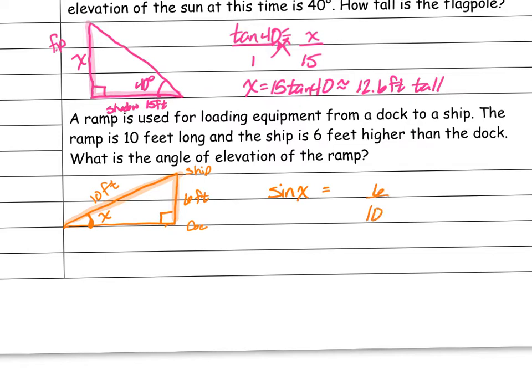And now I don't want sine of x, I just want x. So how do I undo sine? Well, sine inverse. And then that means that x is approximately going to equal 36.9 degrees. Remember, I use sine inverse when I'm trying to find an angle, and I just use the regular trig functions when I'm trying to find a side. Okay, so I just wanted to throw that out at you guys again, just to remind you of that.